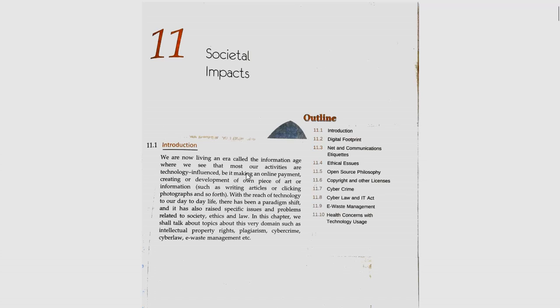We are now living in an era called the information age, where most of our activities are technology influenced, be it making an online payment, or creating or developing our own piece of art or information. Already I've told you that in this modern world we are highly influenced by technology. Online payments and development of any piece of art are all dependent on the internet and systems. With the reach of technology into our day-to-day life, there has been a paradigm shift, and it has also raised specific issues and problems related to society. As we are totally dependent on these modern tools and technology, it has created some issues related to society, ethics and laws. In this chapter we are going to talk about intellectual property rights, plagiarism, cybercrime, and all these things.